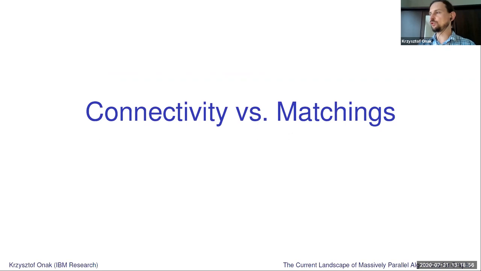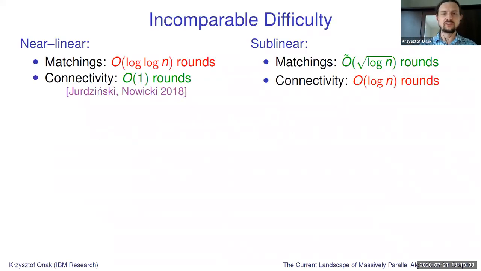And I'm going to switch to two more targeted topics. So one is connectivity versus matchings, right? I already mentioned the complexity of matchings. It turns out that connectivity and matchings have very incomparable complexities, as far as we know how to solve them best currently. So in the near-linear memory regime, I already mentioned that you can find a large matching in log n rounds. And for connectivity, we know how to do it in a constant number of rounds.